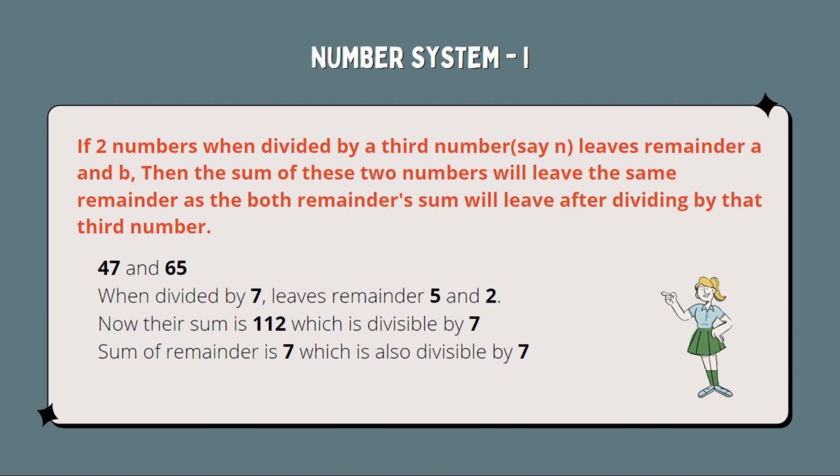Now let's get back to the statement again. The sum of these two numbers will leave the same remainder as the sum of both remainders will leave after dividing by that third number. So the sum of the remainders is 5 plus 2 equal to 7. And if we divide 7 by the third number, which is 7, again it is completely divisible and the remainder will be 0.